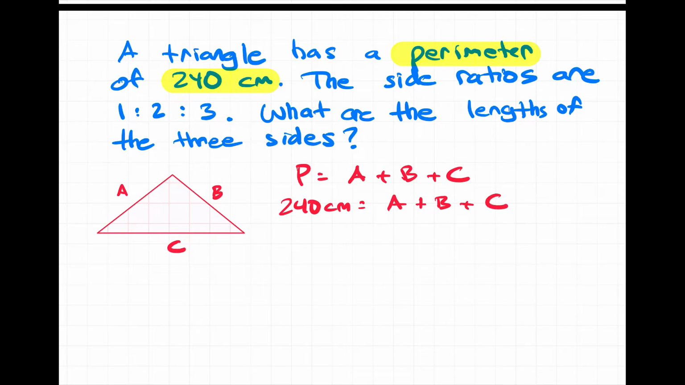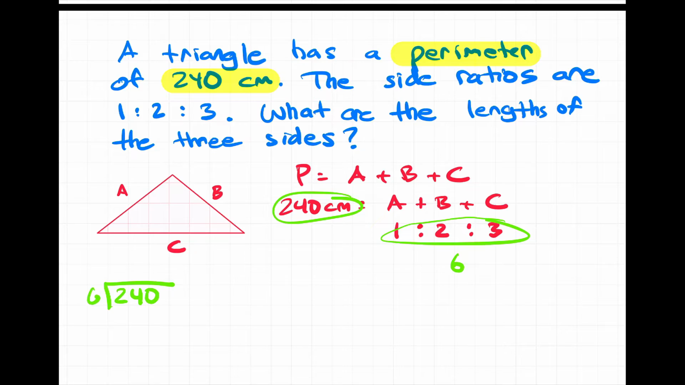And what do I know here? I know that it comes in a ratio of 1 to 2 to 3. So once you've extracted that information, it's just doing the same strategy we did before. We're going to add these three numbers together, which is going to be 6, and we're going to divide it into the 240. So 240 divided by the 6 goes in there 40 times.